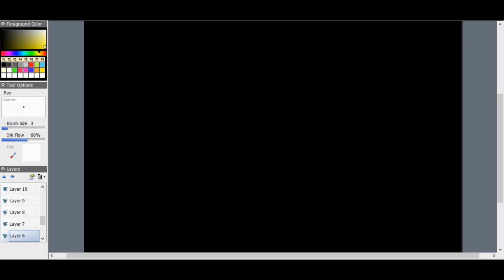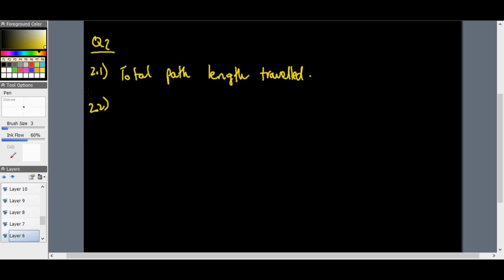Anyway, now it's a 2-mark question, not a lot of writing that's needed. So that means we just need to write that it is the total path traveled. Or we can say, maybe to be more specific, total path length traveled. Or if you say total path traveled, all right, should get the mark as well.